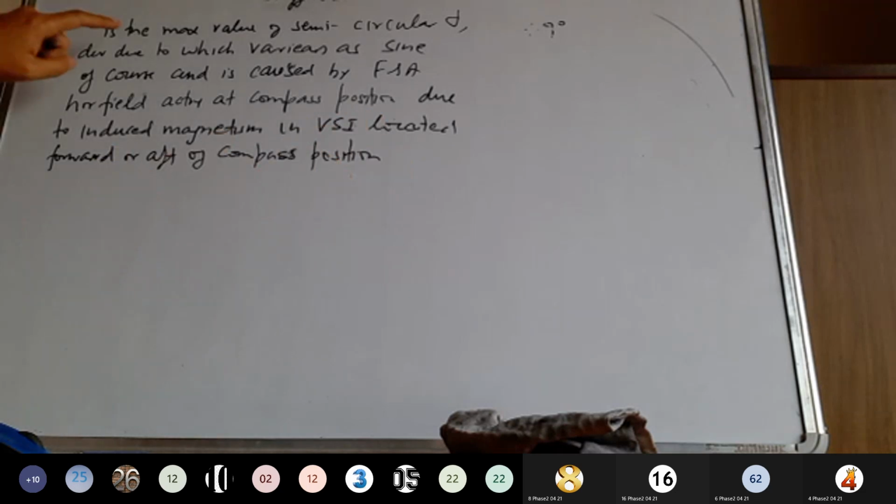The coefficient induced B is the maximum value of semicircular deviation. So what is semicircular deviation? That you have already seen: deviation which varies with the sign of the course. You have seen that in the case of PB. In this case also we'll see.